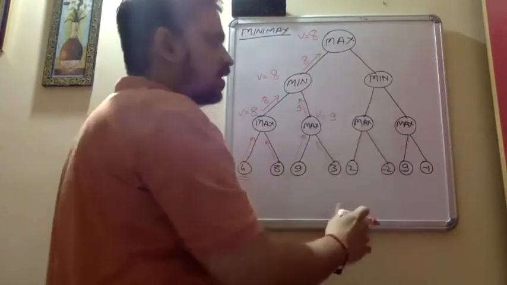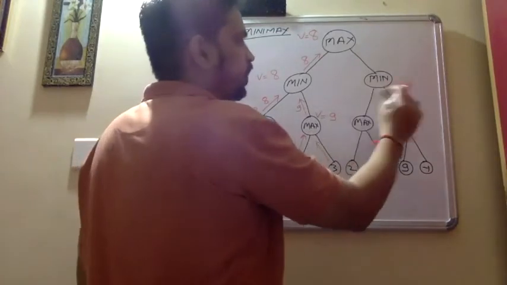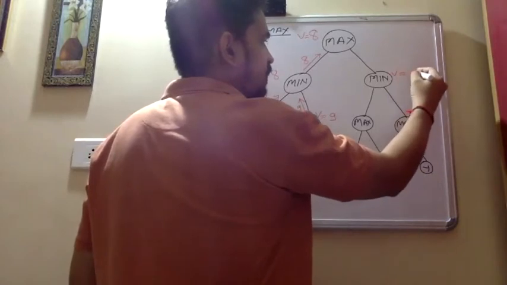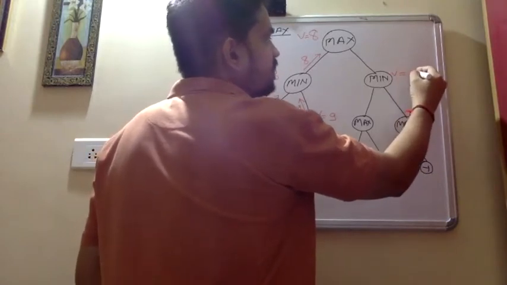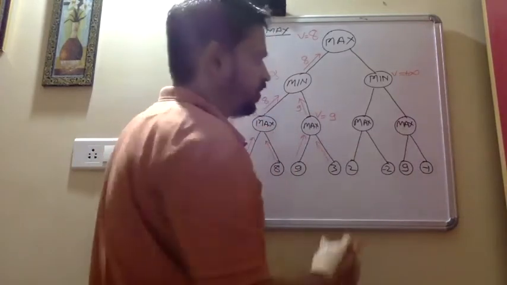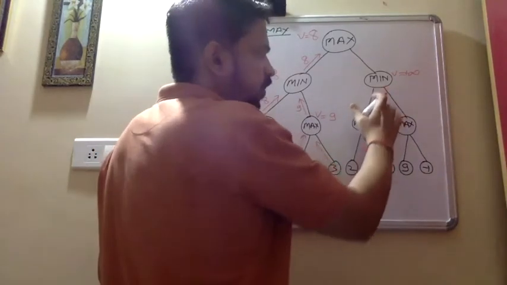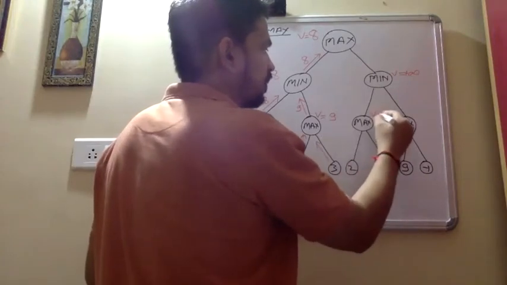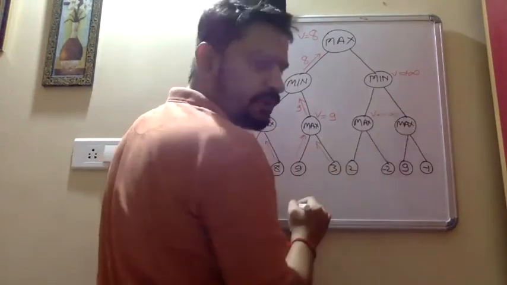Go to the right part. If we go to the right part, what is it for the minimizer? Again, the initial value for the minimizer will be plus infinite. So plus infinite will be the initial value. Then we have to go to the left part of it. So for the maximizer, what is the value of v? Definitely it is minus infinite.